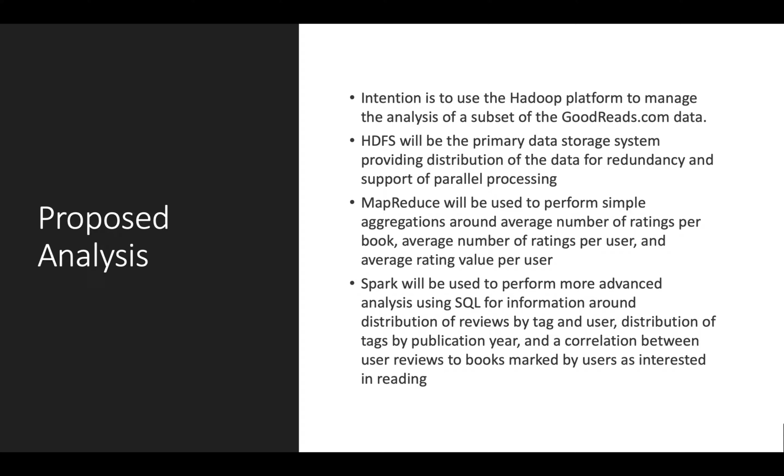MapReduce we're using largely to do some more basic, simple aggregations, just to get a feel for how MapReduce works and the kind of Java that you need to write in order to get that to work. So we're looking at things like the number of ratings per book and the average rating per book. The number of ratings by user, so how many ratings the user contributed, and what their average rating is for their books.